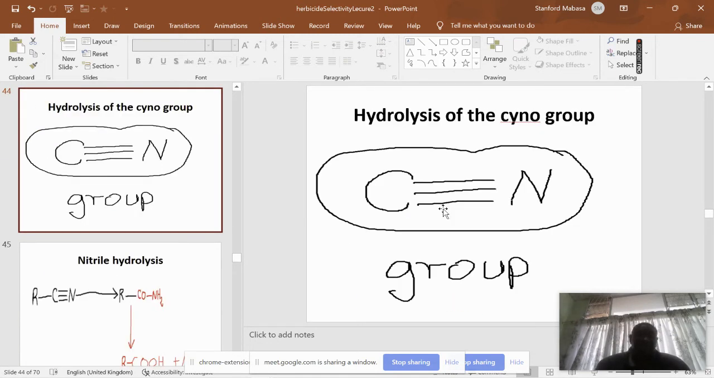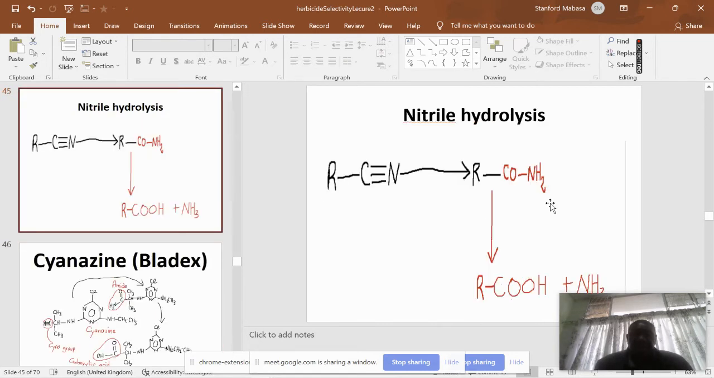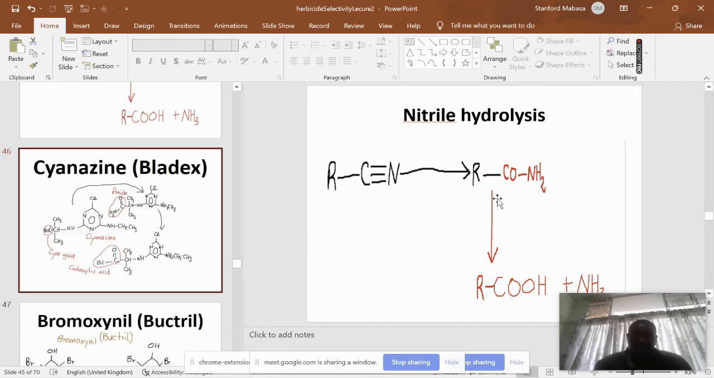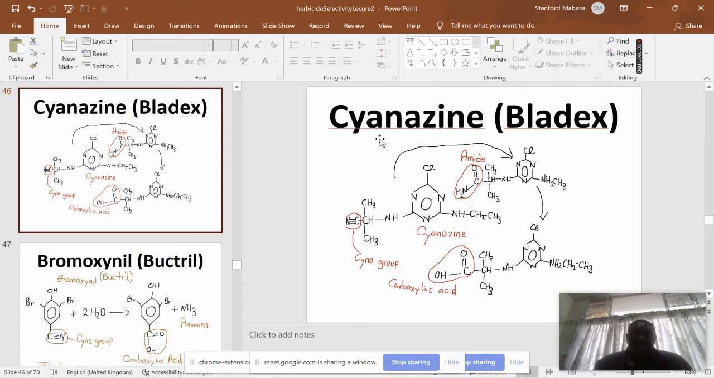The other structure which is conducive to hydrolysis is what we call the cyano group, which has got a triple bond, carbon joined to nitrogen. Now, the cyano group can be broken to an amide, then to an acid and ammonia. Now, this can happen to cyanazine or Bladex. Bladex can be used to control weeds in maize.